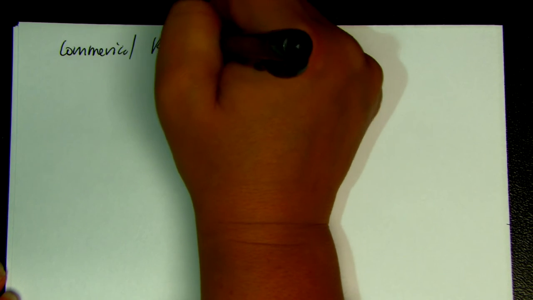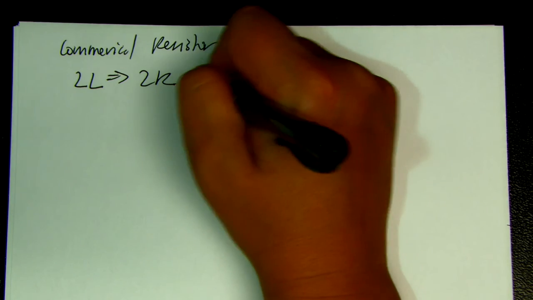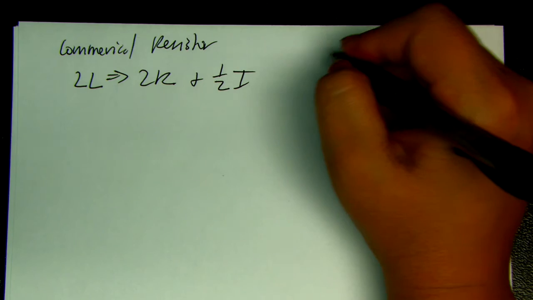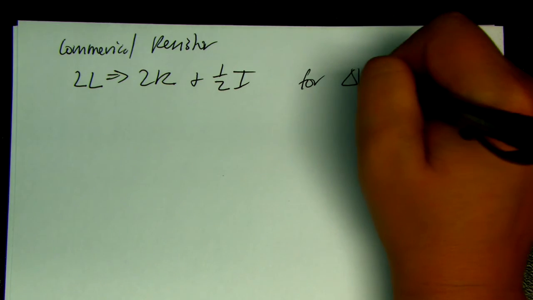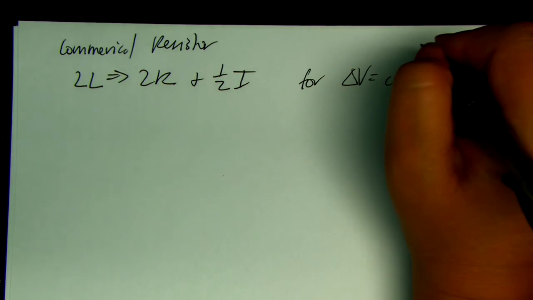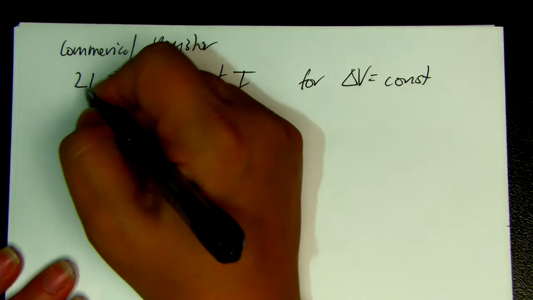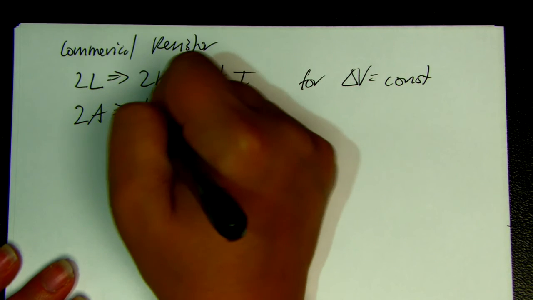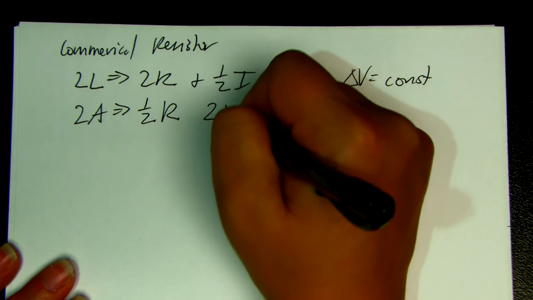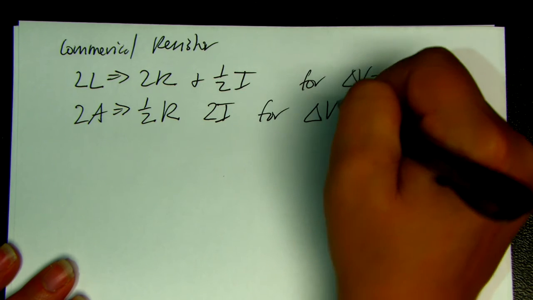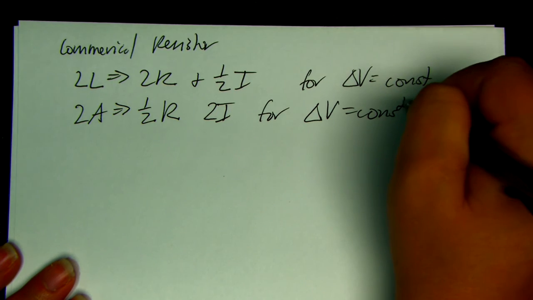So for a commercial resistor, if you doubled the length, then you would get twice the resistance and 1/2 the current, for delta V is equal to constant. And for a commercial resistor, if you doubled the area, then you'd have 1/2 the resistance and twice the current, for delta V is equal to constant.